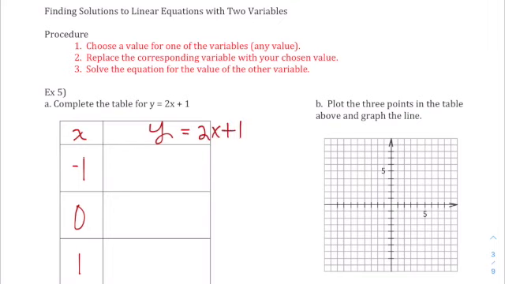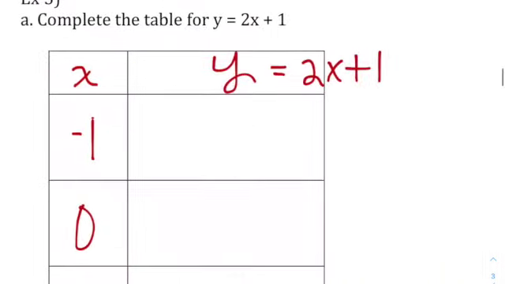So what you have to do is really the second step: replace the corresponding variable with your chosen value. That means your x is going to be -1. So for the next step, we are going to substitute, or replace as they say, 2 times -1 plus 1. And because I give you guys lots of space, might as well just show your work there. So that's going to be -2 plus 1, and the answer is going to be -1.